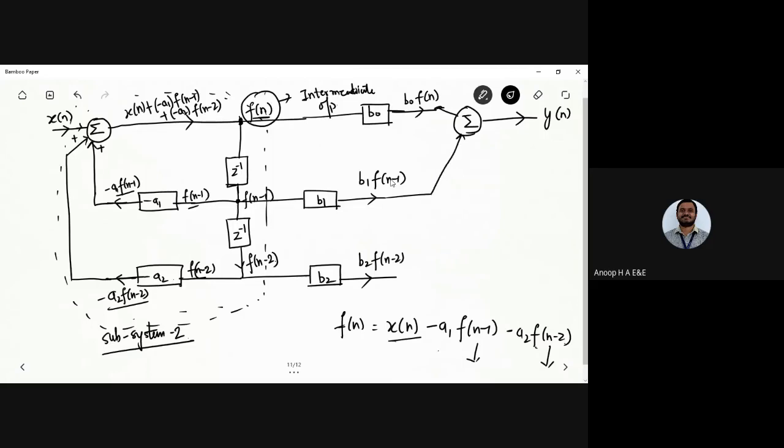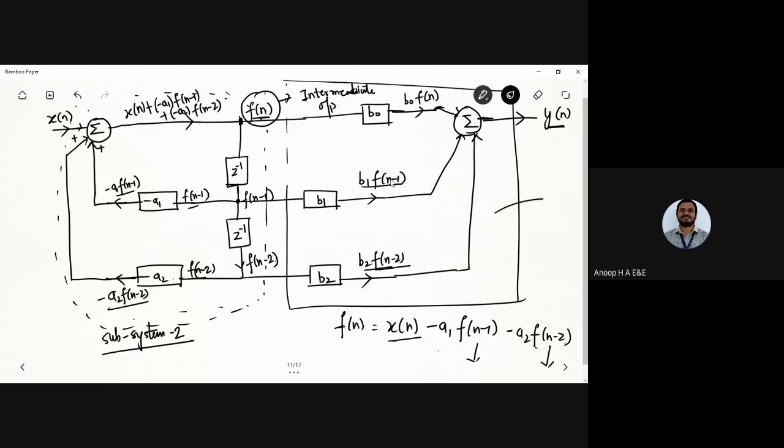So this one here, which is output as y of n. So now this is b naught f of n. So this one is b1 f of n minus 1, b2 f of n minus 2. So now I can have the output as y of n. Okay, so this is the output y of n, and I can have the function done over here. So this is subsystem 1.